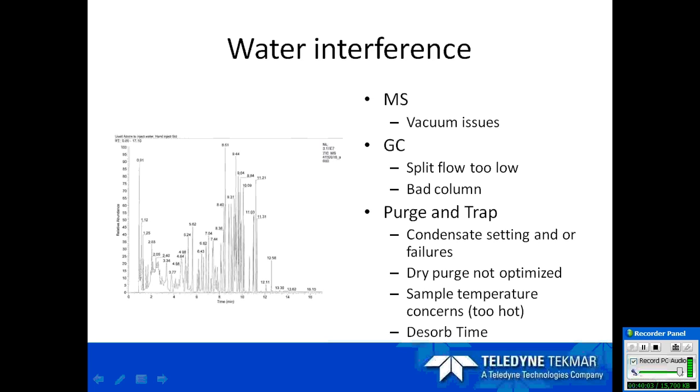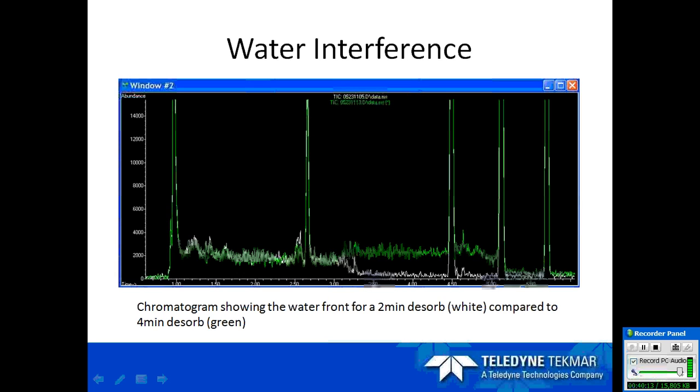Depending on what method you're running, typically it's 4 minutes desorb time, but as you can see on the next couple slides, the 4 minute desorb time has a bigger waterfront than the 2 minute desorb time. This chromatogram shows you the green is a 4 minute desorb of a blank, and then the white is a 2 minute desorb of a blank.